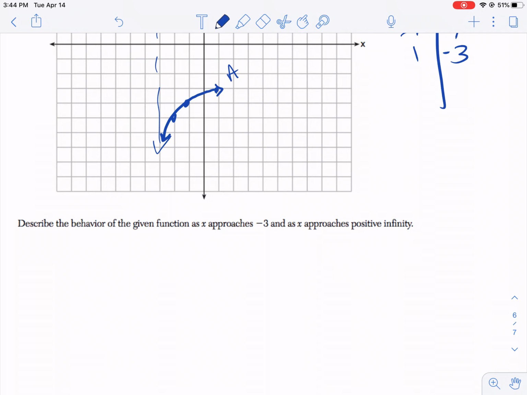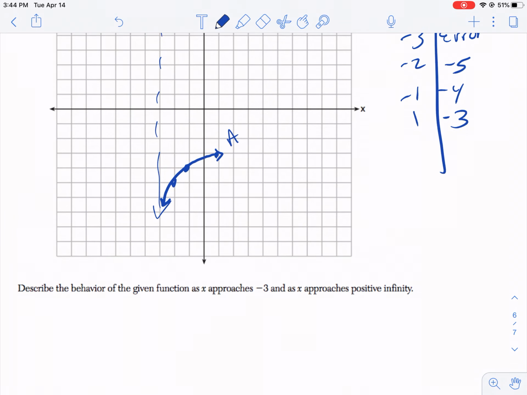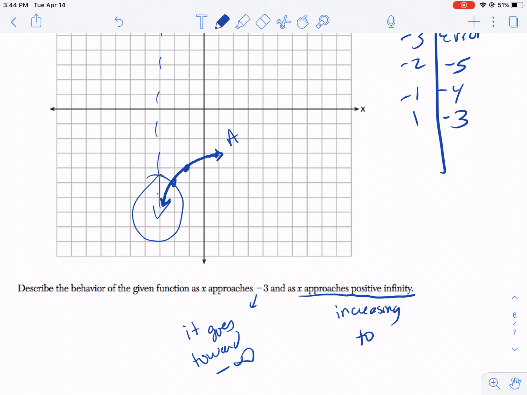Describe the behavior of the given function as x approaches negative 3. Well, as x approaches negative 3, that's where your asymptote is. And we're going to say it goes toward negative infinity. And as x approaches positive infinity, well, as it's going to the right, it's increasing to positive infinity. Now we're done.